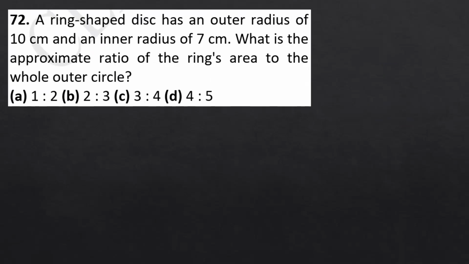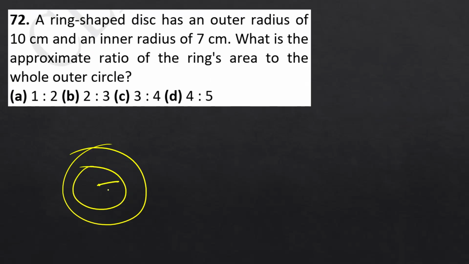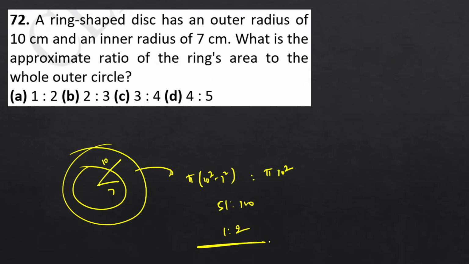A ring-shaped disc has an outer radius of 10 centimeters and an inner radius of 7 centimeters. So if this is 7 and this is 10, you want the ring area. Ring area is pi 10 square minus 7 square, and the outer circle area is pi 10 square. So this is going to be 51 and that's going to be 100. So nearly it is 51s or 52s. The approximate ratio is 1:2.